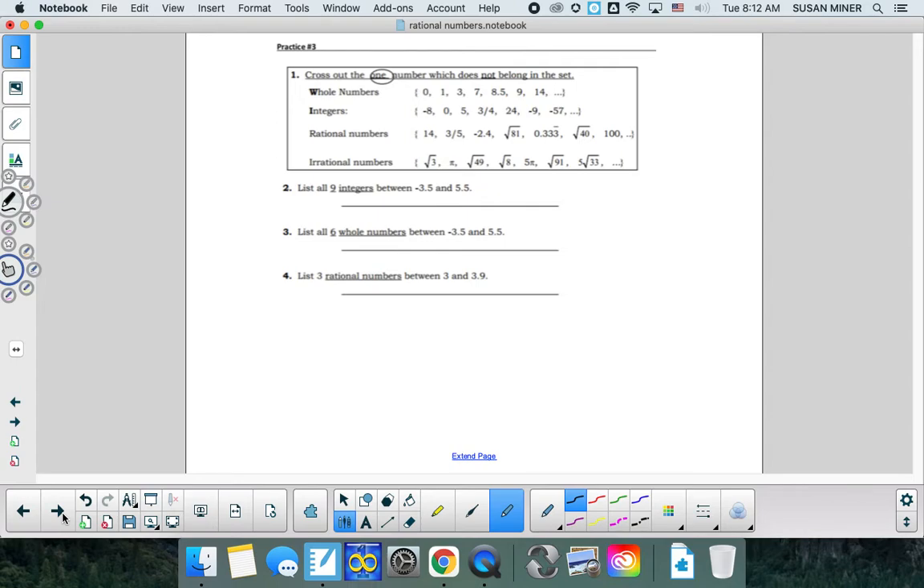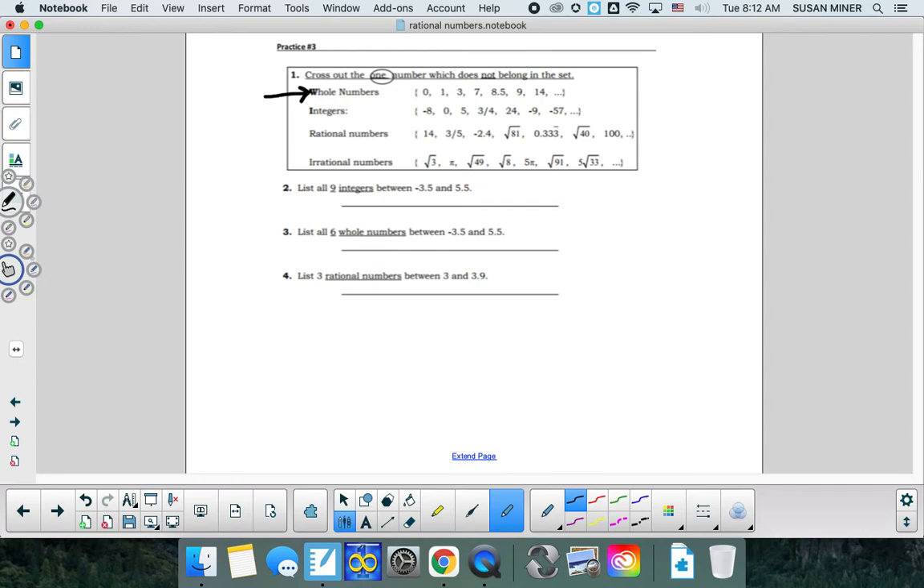Okay, so take a look at this set. It says only whole numbers should belong in this set. So let's take a look. Which one does not belong? You should pause the video and try and answer some of these on your own and see how you do, and then come back. You can check your answers.